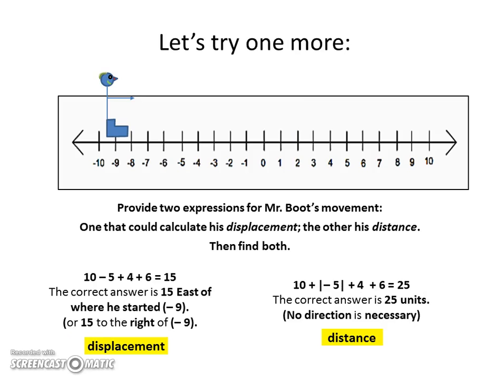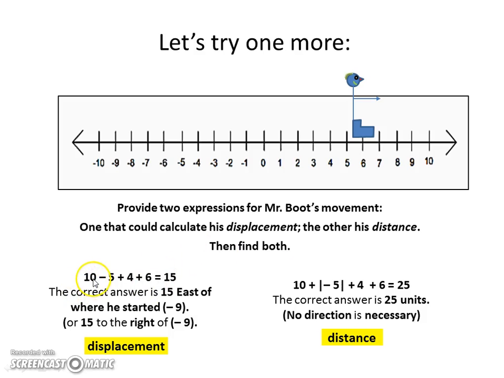All right? So let's look at another one. All right, so he's moving from negative 9 to 1. Mr. Boot moved back to negative 4. He moved forward to 0. And then he moved more forward to 6. So you can see at the bottom, 10 minus 5 plus 4 plus 6 was his movement, and that equals 15. The correct answer is 15 east of where he started.